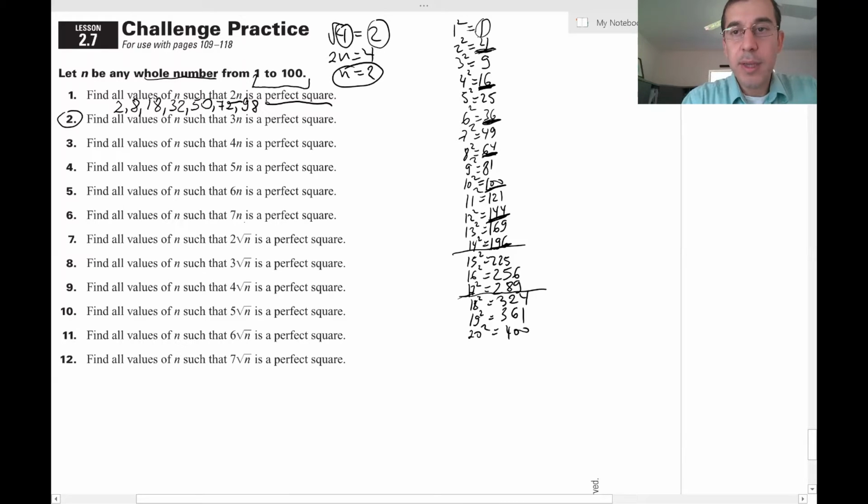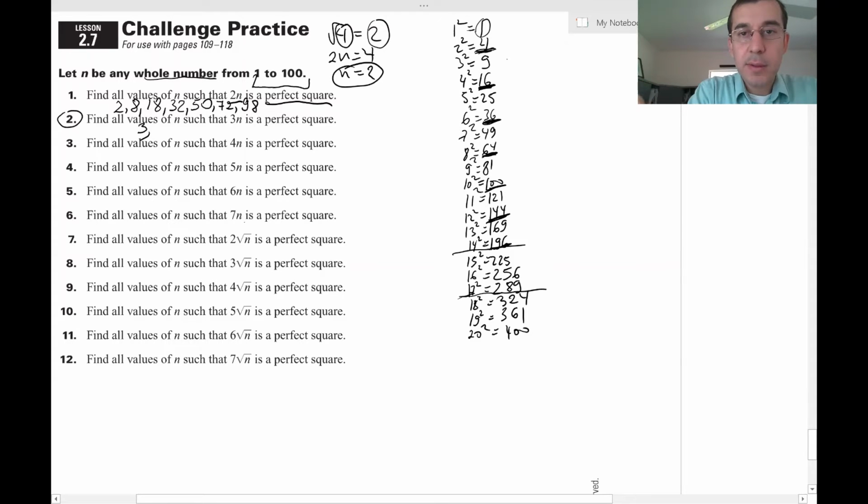That's not going to work because n is 1/3. It's not a whole number. How about 4? 3 times n equals 4. That's not going to work because n is going to be 4/3. That's not a whole number. How about 9? Yes, that's going to work. 3n equals 9. n is 9/3 or 3. So 3 is one solution.